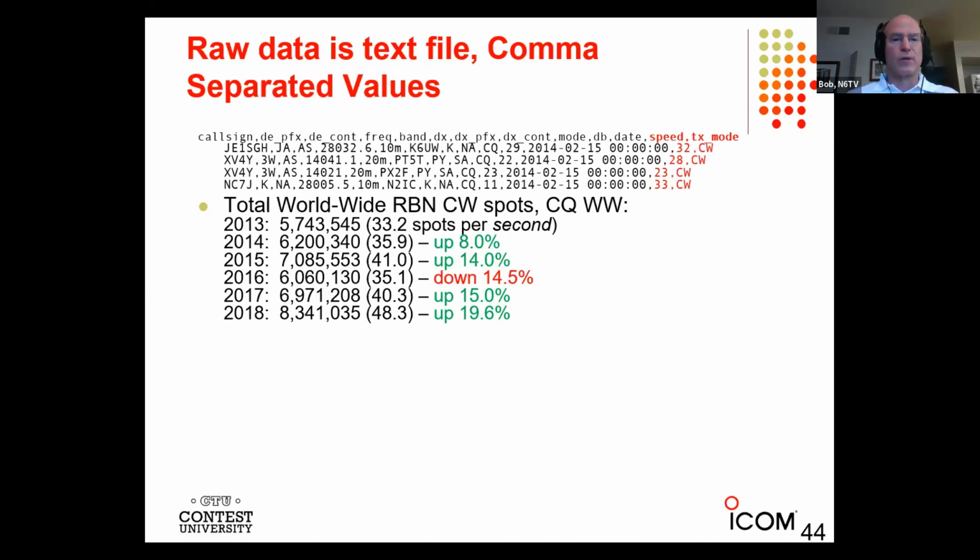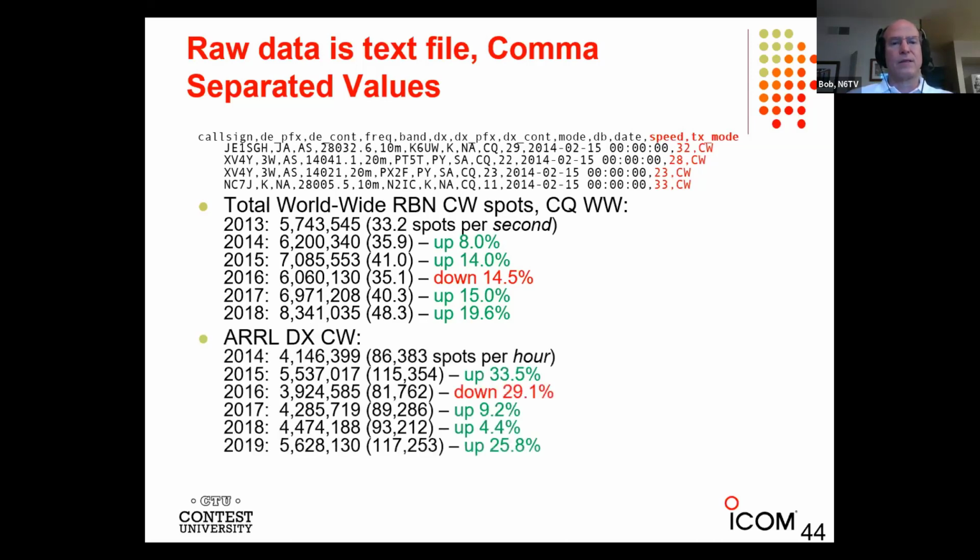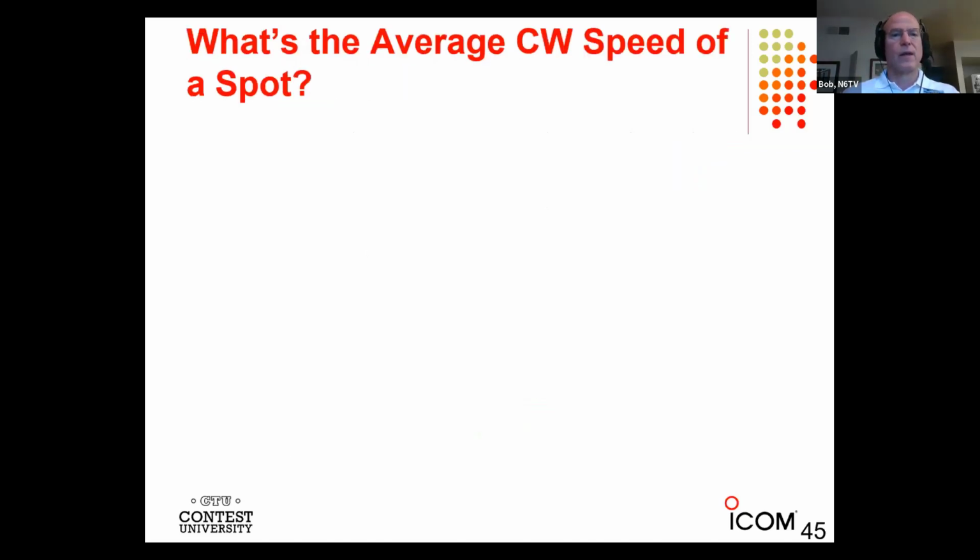That's mainly because more skimmers were being added, not necessarily because there was more activity. Although in 2016, I think there was a solar storm and the spot counts were definitely down. ARRL CW has less activity than Worldwide, of course, but look at the rate that stations are being spotted. 86,000 spots per hour, or 33 spots per second, and it's even higher than that these days.